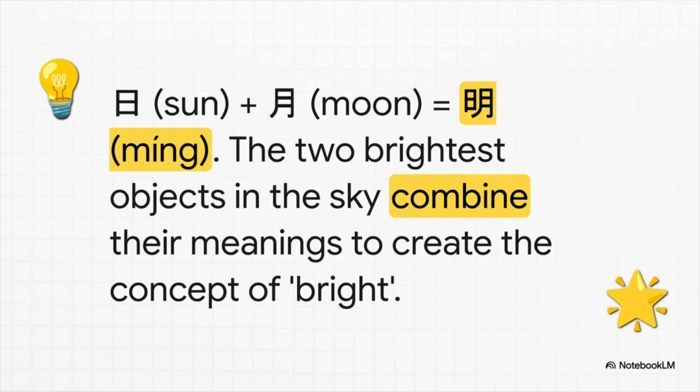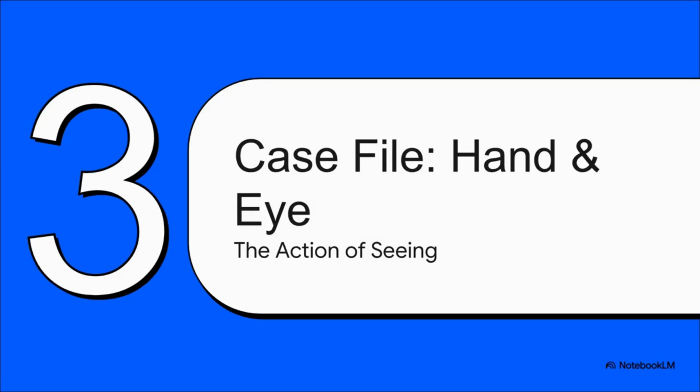The story here is just beautiful in its simplicity. What are the two brightest objects we see in the sky? The sun and the moon. So when their meanings meet, they create the whole concept of bright. It's just a perfect fusion of ideas. Let's move on to our next case and see how this idea builds.